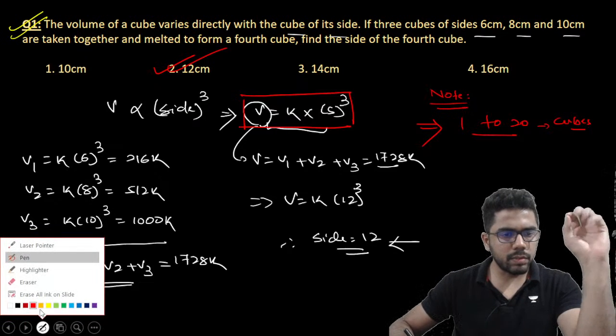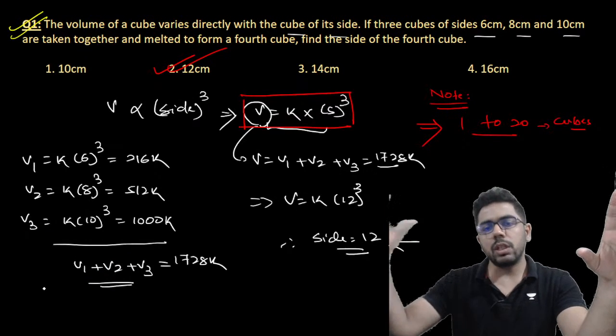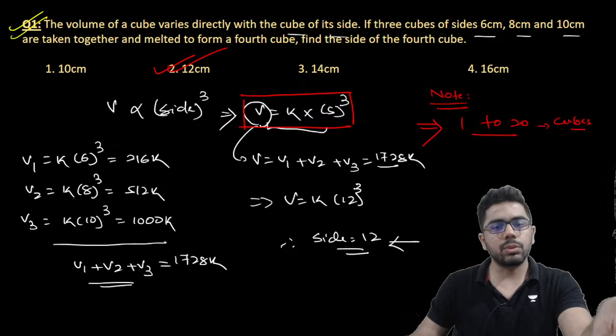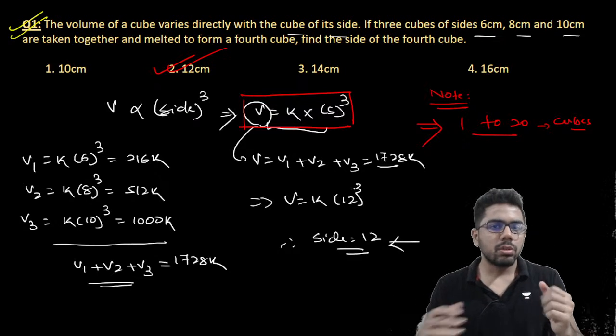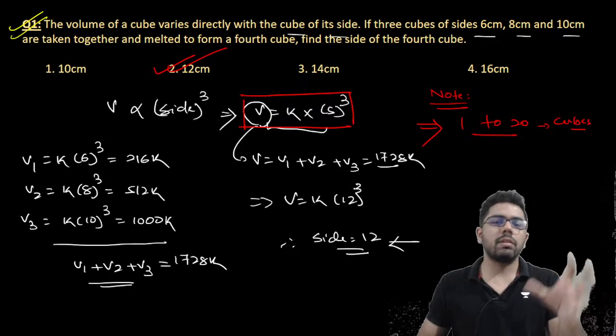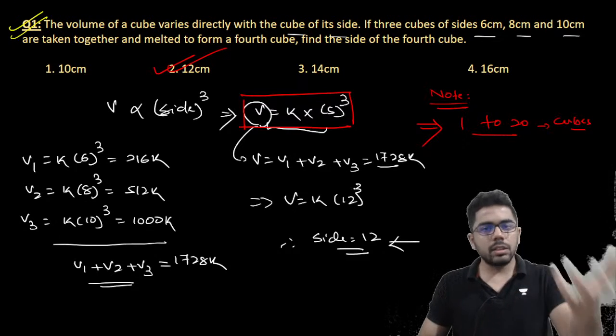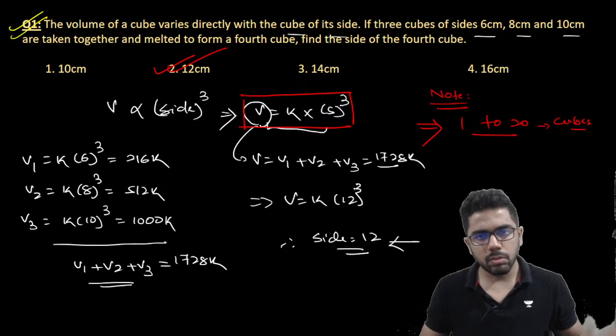Makes sense? This is a very easy question. I hope all of you understood this. V is proportional to side cube, so I just introduced the proportionality constant, and then 3 cube दिया है, तीनों का volume दिया है. So you add all these 3, you get a bigger cube whose volume is 1728 K. Again, it's proportional to the side cube, so 1728 is 12 का cube, so side 12 आ गया वहाँ पे.